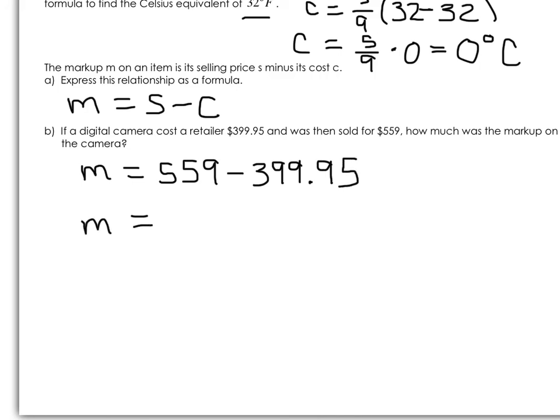So what's the markup? That is $159.05. That's all for this section.